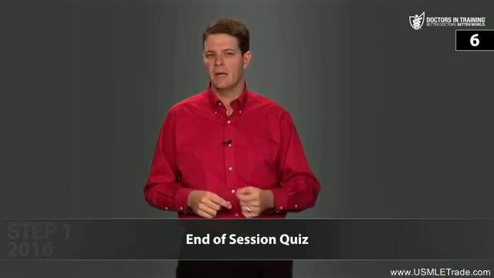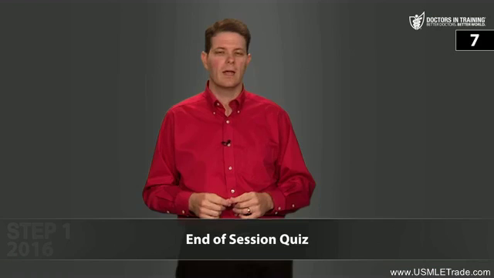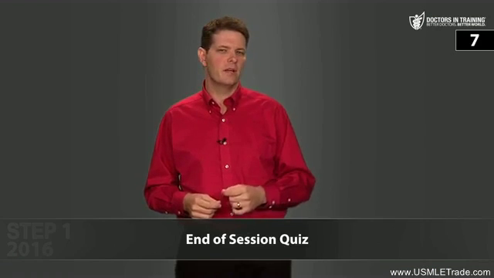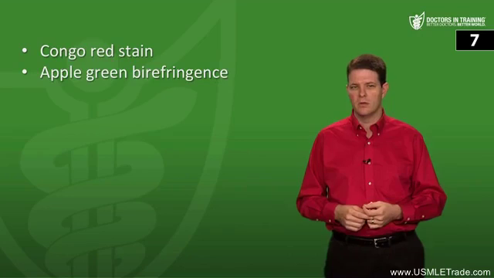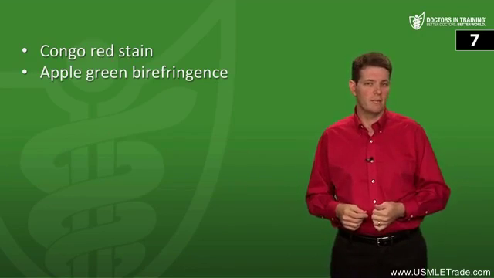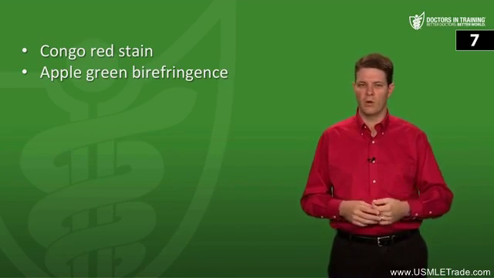Next question. What autoimmune disease is associated with anti-double-stranded DNA antibodies? That was lupus, systemic lupus erythematosus. Last question. What stain is used to identify amyloid microscopically, and how is its appearance described? So the stain is the Congo red stain, and then amyloid protein shows up as apple green birefringence under polarized light.